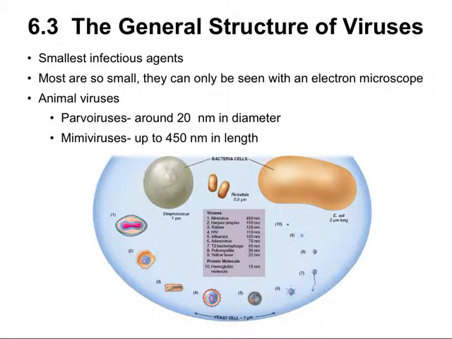So now we'll move on to look at the general structure of viruses. Viruses are considered to be ultramicroscopic. That means in general they're less than 0.2 microns or micrometers. Most are so small they can only be seen with an electron microscope.